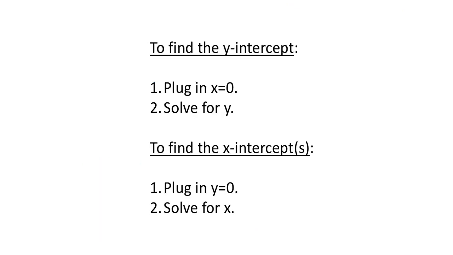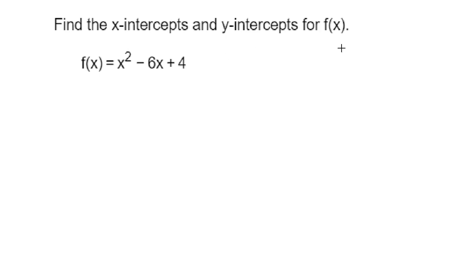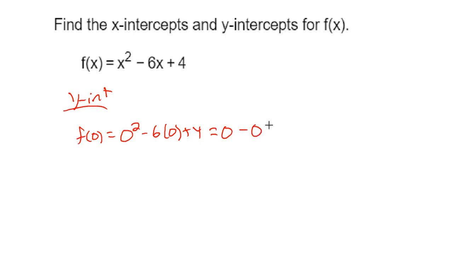So let's do some examples. Find the x and y-intercepts for this graph. Let's do the y-intercept first because it's just easier. Right? So the y-intercept, we'll plug in 0 for x. So we'll get 0 squared minus 6 times 0 plus 4. That's just going to be 0 minus 0 plus 4, which is going to be 4. So that's the y-intercept. The x-coordinate is 0, because that's what I plugged in for x. The y-coordinate is 4. So that's all there is to the y-intercept.